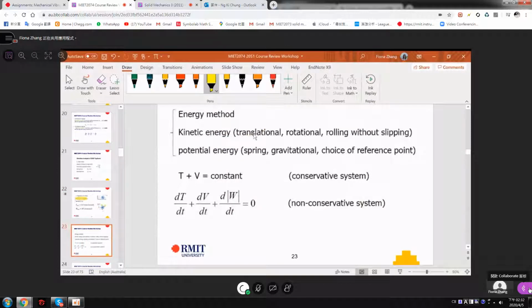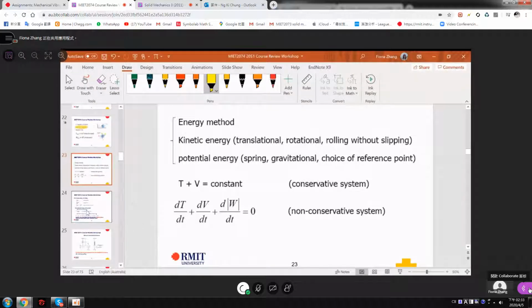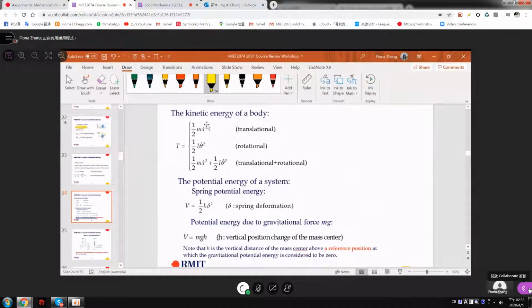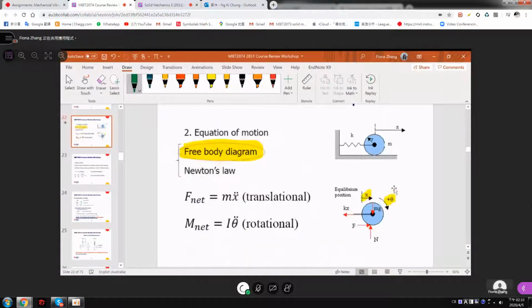Another method is the energy method, where you consider the energies. I have kinetic energy, translational or rotational. Translational is half m x dot squared, rotational is half I theta dot squared. Sometimes a different symbol is used, but it's the same, just a difference of symbols expressing the same thing. For this one, you have both.